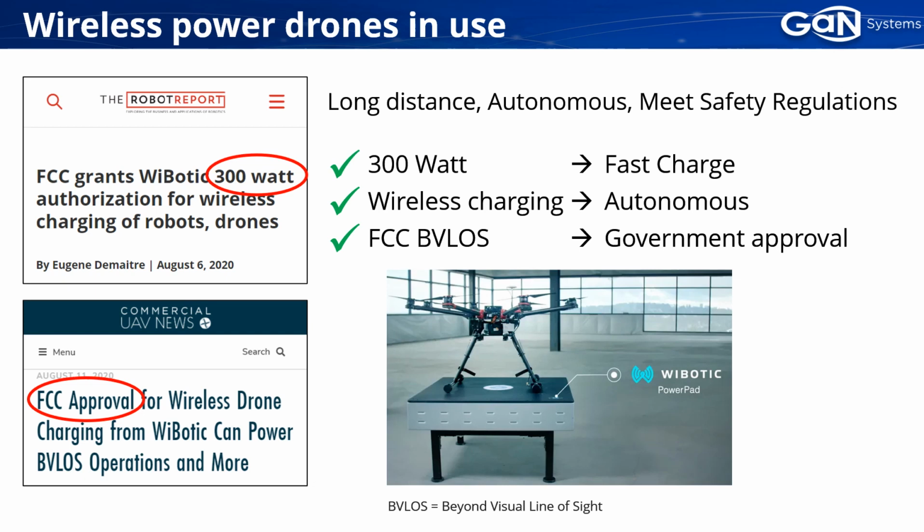So here we have an example of drones and robots being wirelessly powered via Wybotics' solution. And what they have done is created a system that can charge 300 watts wirelessly, so you get fast charge. Again, with wireless charging, you can make that drone or robot autonomous, and they've gone above and beyond by getting FCC regulatory approval on their designs, so these drones can be used beyond visual line of sight, an industry first.